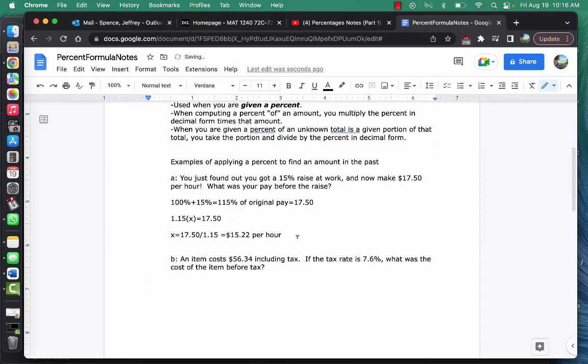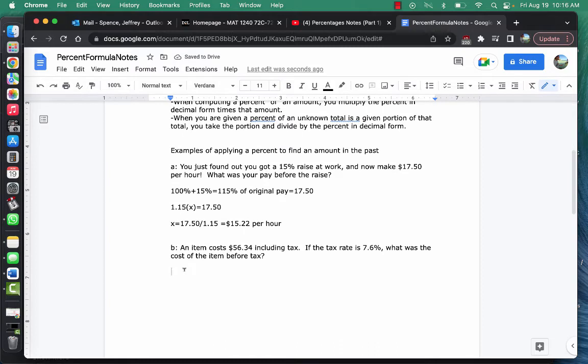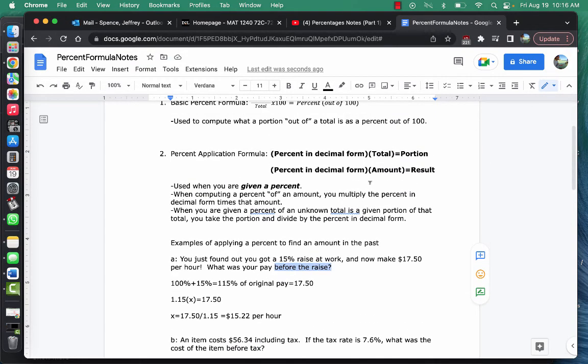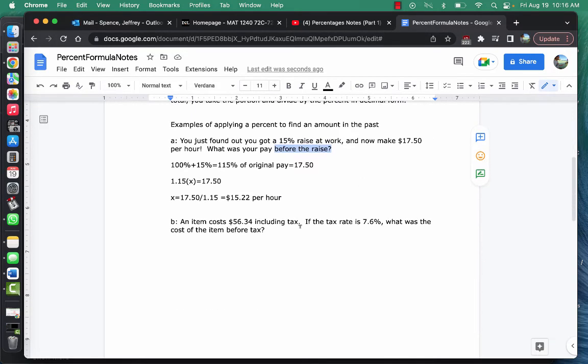Okay, let's take a look at another one. This is a really similar example, and then I'll do a third example. An item costs $56.34 including tax. If the tax rate is 7.6%, what was the cost of the item before tax? So notice in both of these, we're trying to figure out a previous amount after a percent was already applied. So the percent was applied and we get the result. We need to go back and figure out the previous amount.